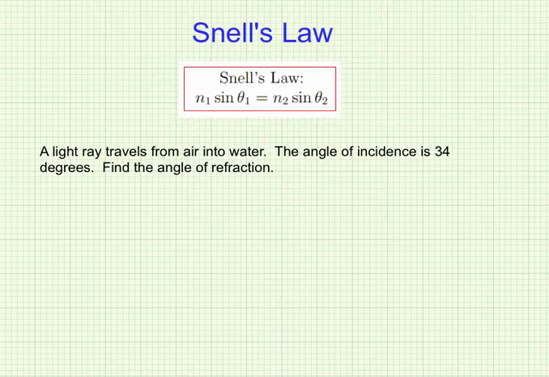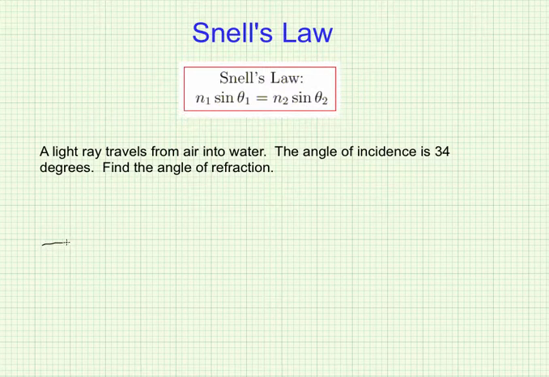And today we're going to do calculations to try to find what would be the angle of refraction given light going from one medium to another. Snell's law deals with the index of refraction and the angles. This allows us to calculate the angles of refraction. So let's do this first example, and it says a light travels from air into water.